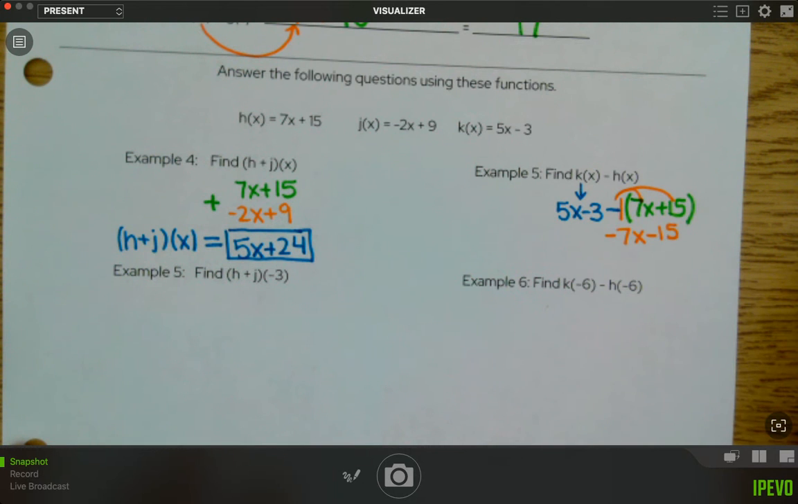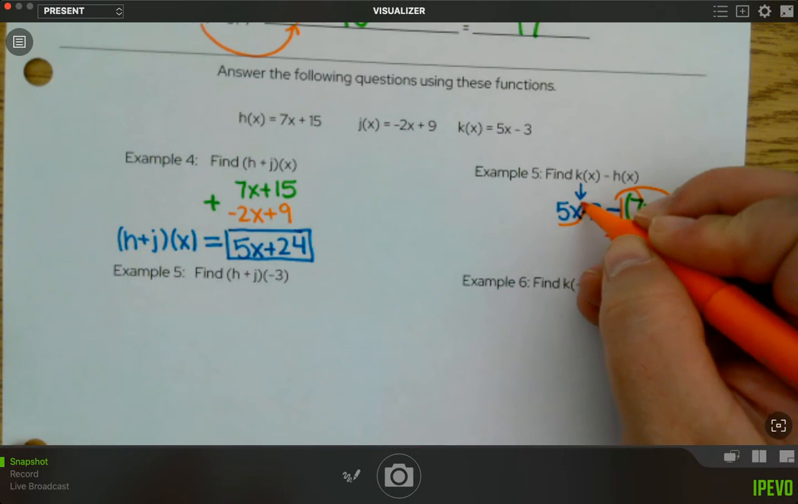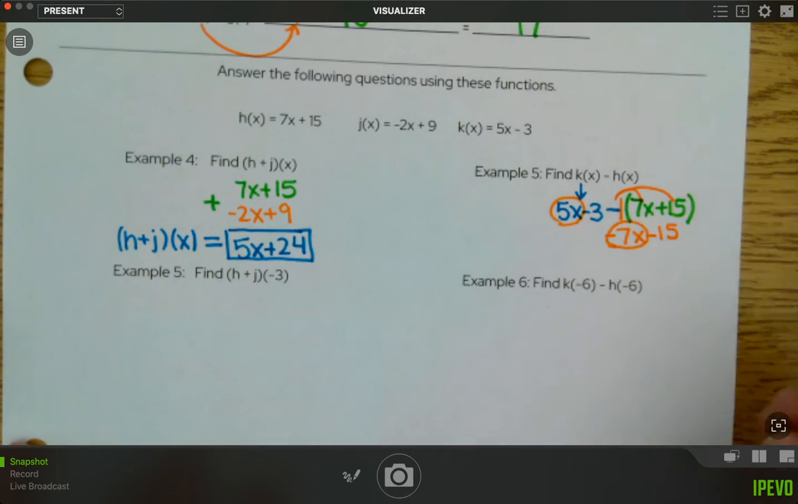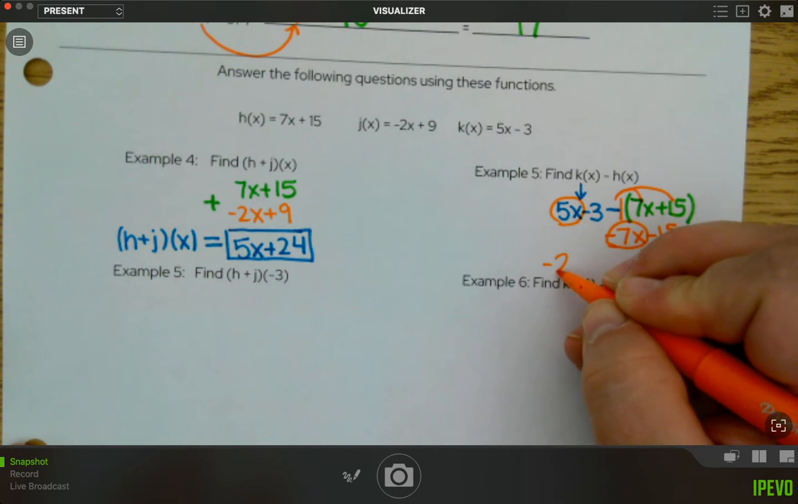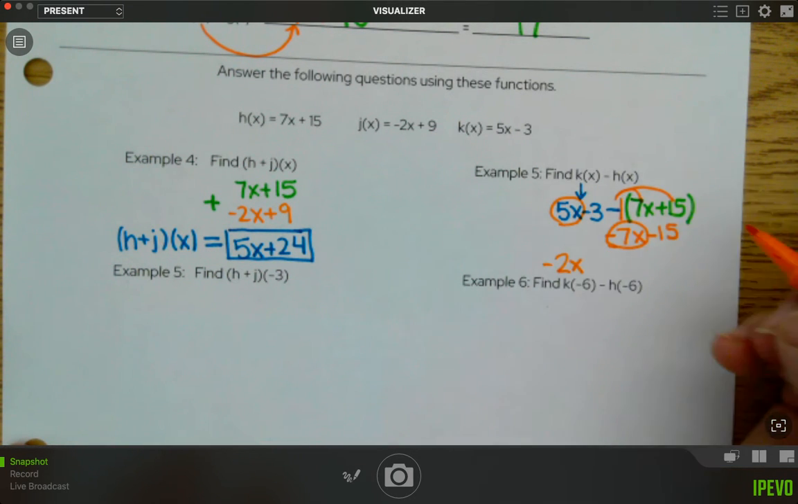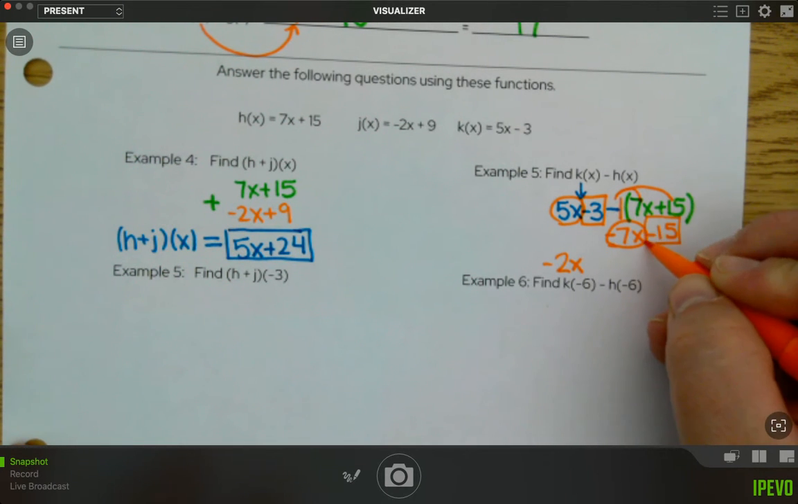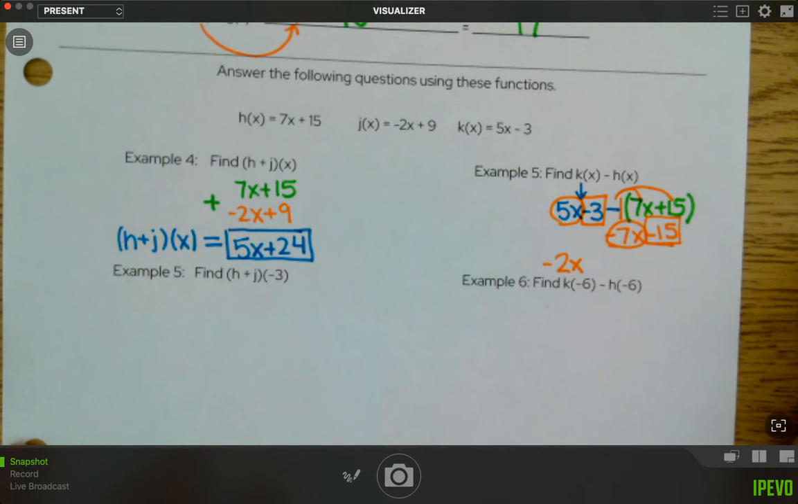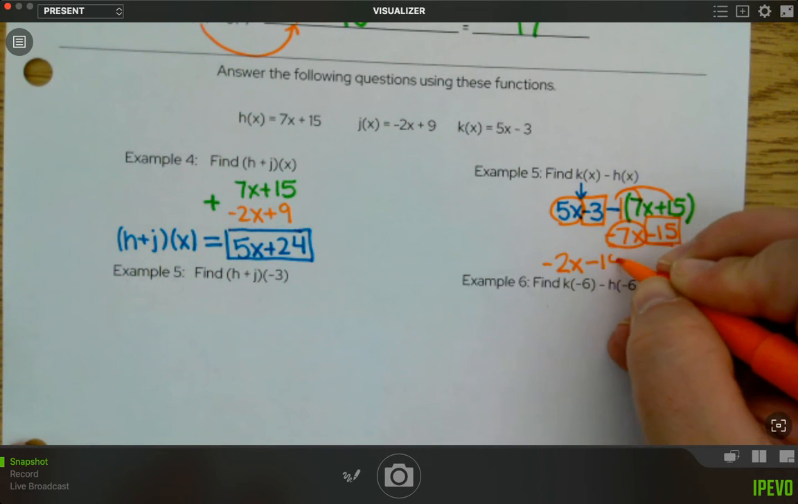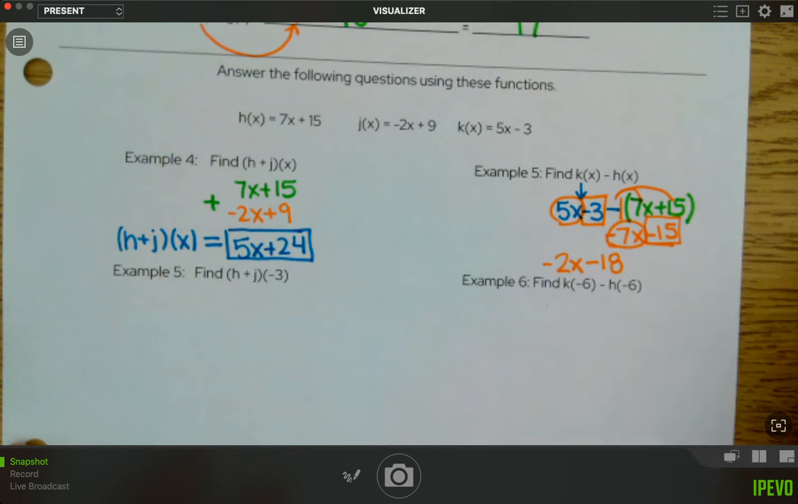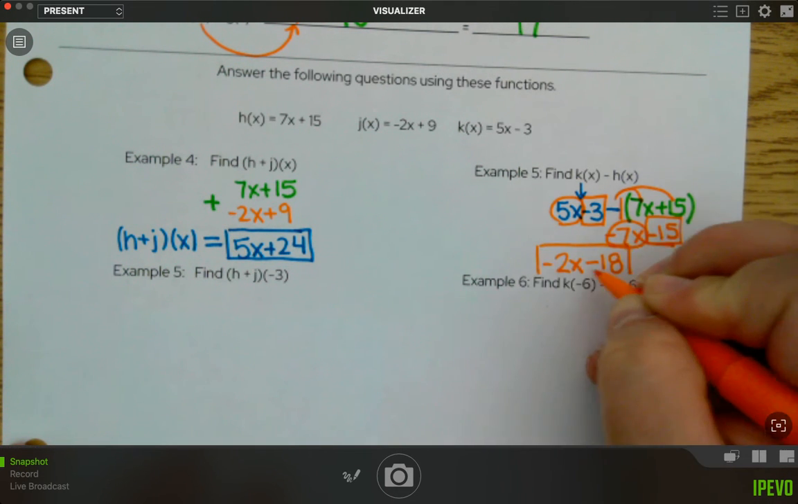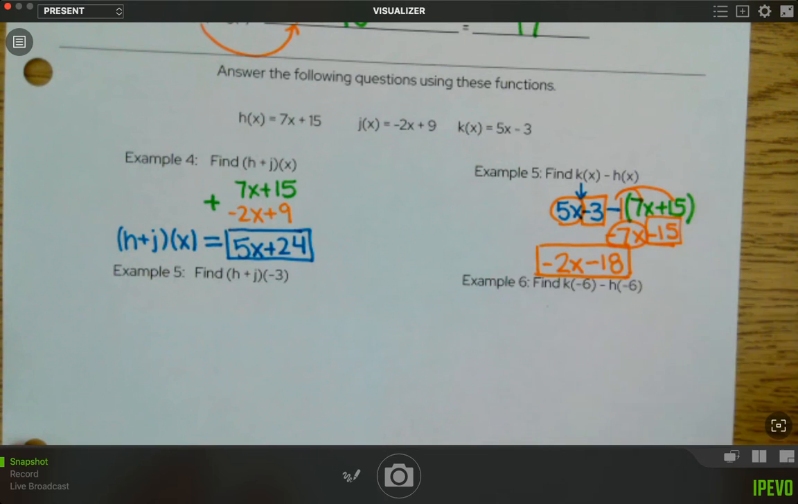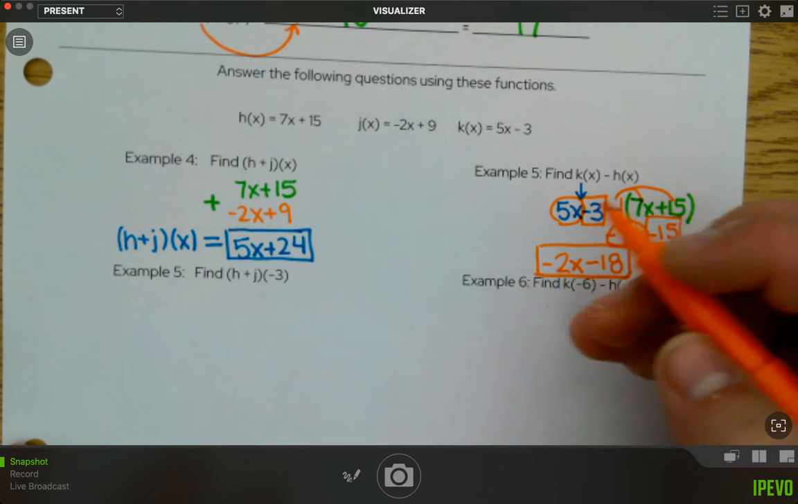And then I'm going to combine my like terms. 5x plus -7x is -2x. And -3 plus -15, think of that like adding the two numbers. It's still going to be negative though. So 3 plus 15 would be 18, just negative. And that's my answer. Instead of adding, I had to subtract because it said to subtract.